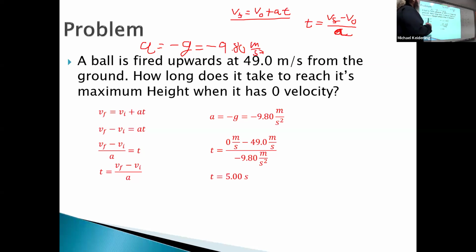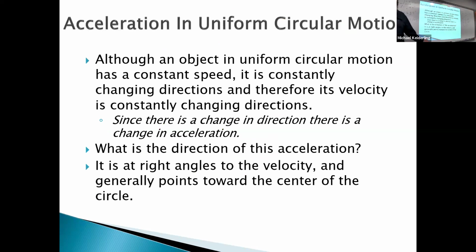Now you can do this with g positive, but in that case, your velocity, 49 meters per second, will be negative, because then down is positive. And it's just, you can choose which direction is the positive direction. It's an arbitrary choice.